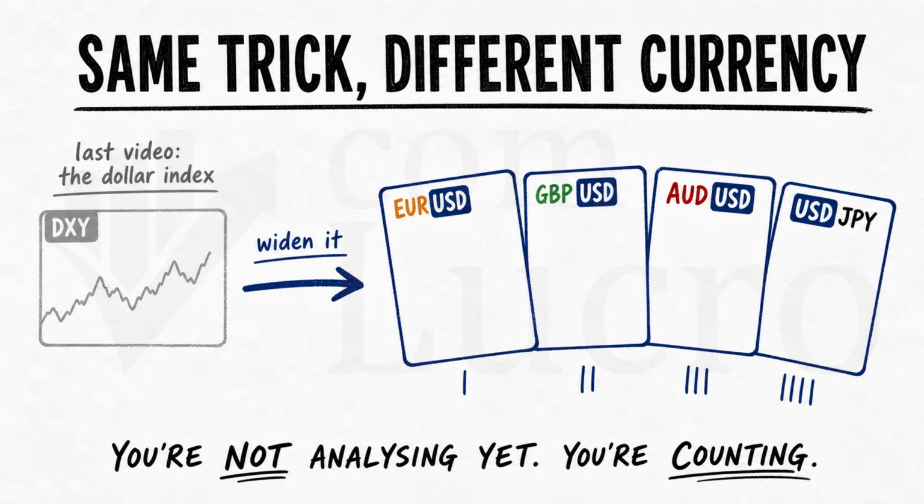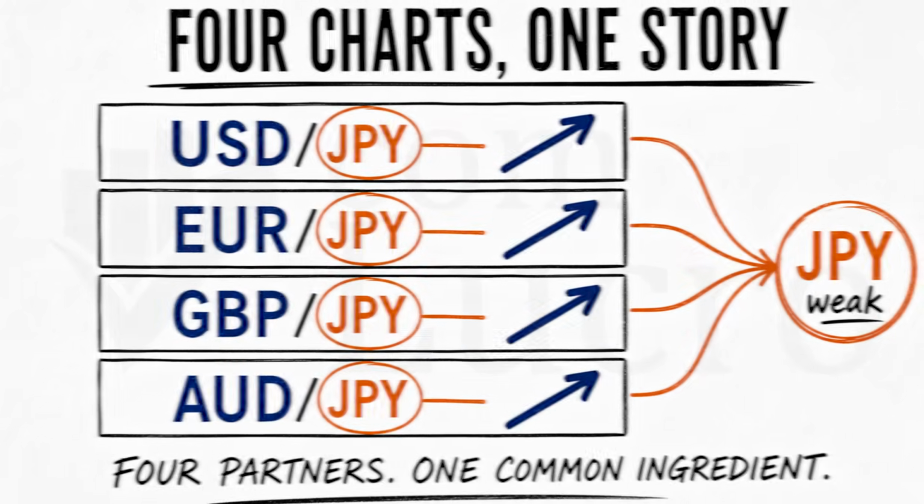Now, how do you see this without any special tool at all? You already did it once, last video, with the dollar. Same trick, different currency. Take one currency, look at it across several charts at the same time, and the pattern jumps straight out at you. You're not analyzing anything yet, you're just counting which way it's leaning.